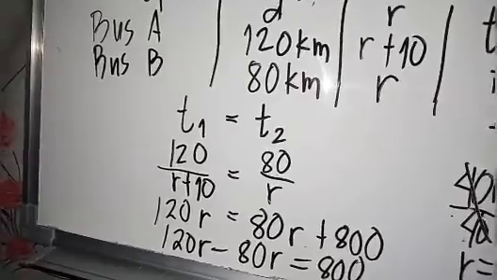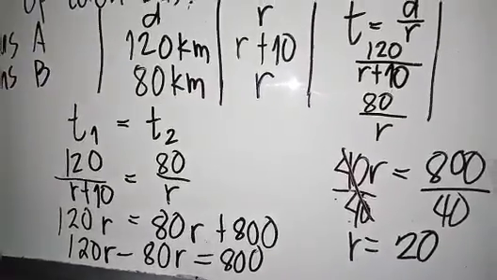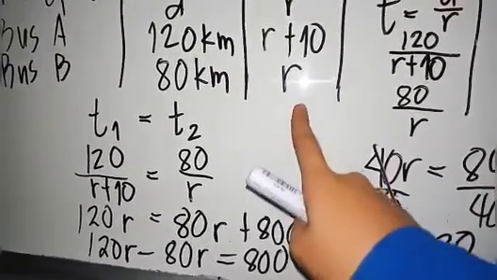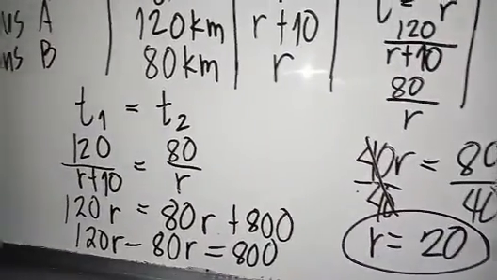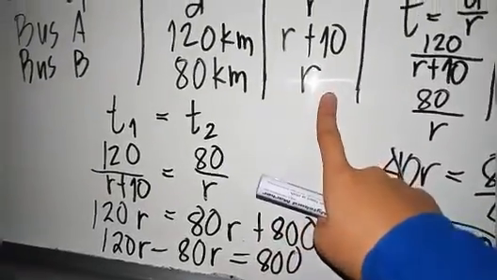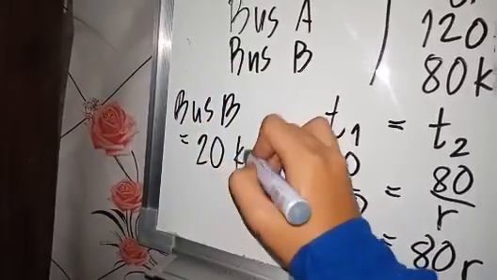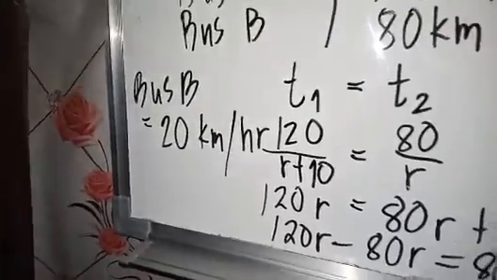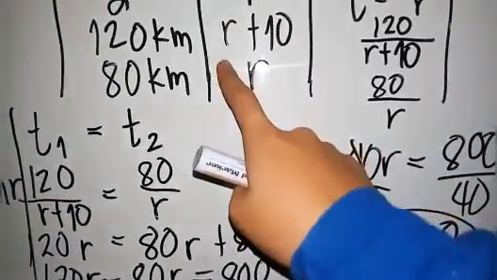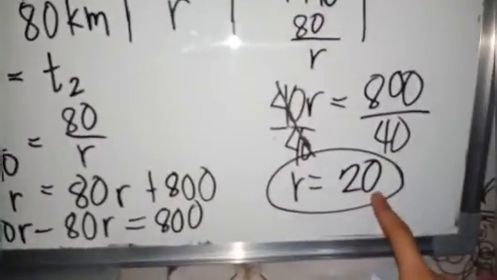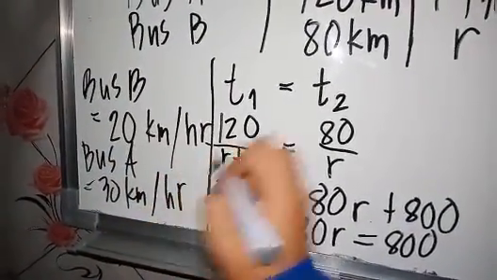Now, kunin natin yung rate of bus A and bus B. Since sinabi natin na yung ating bus B ay equal to R, ibig sabihin, we have 40 km per hour for bus B. The next, doon naman sa ating bus A, since sinabi natin yung bus A is R plus 10, so mag-add lang tayo ng 10 dito. So, magiging 50 km per hour.